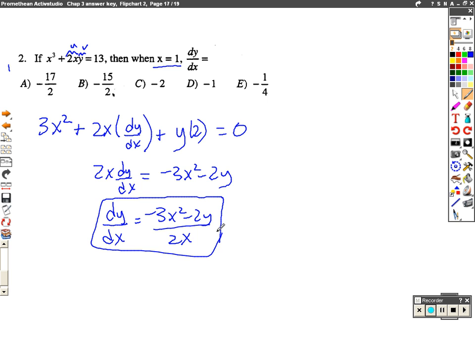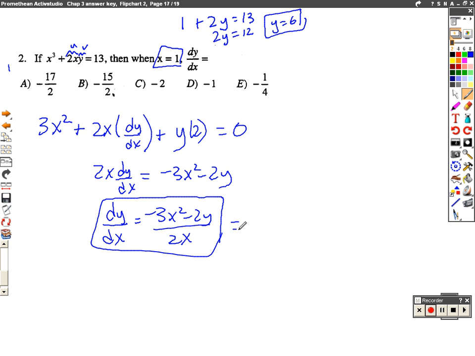Alright, this is great, except we want to know what happens when x equals 1. We can plug x equals 1 in here, but we also have a y still, so we need to know what y is. So when x equals 1, we know that 1 plus 2 times 1 times y equals 13. This allows us to know that 2y is 12, or y is in fact 6.